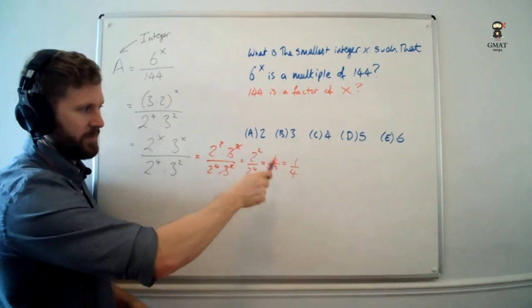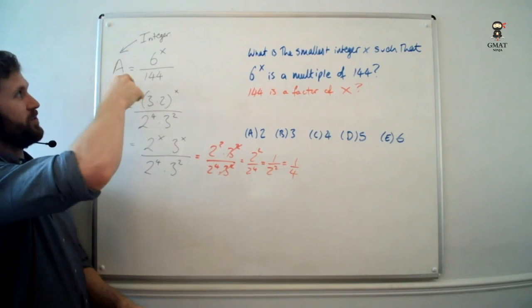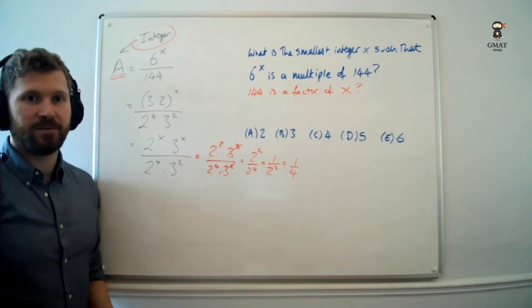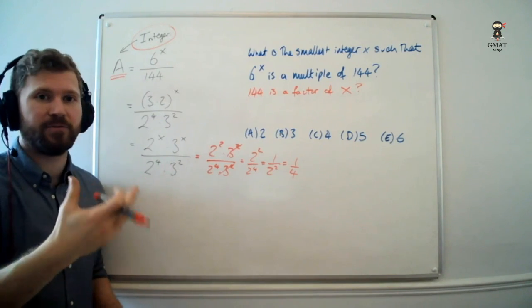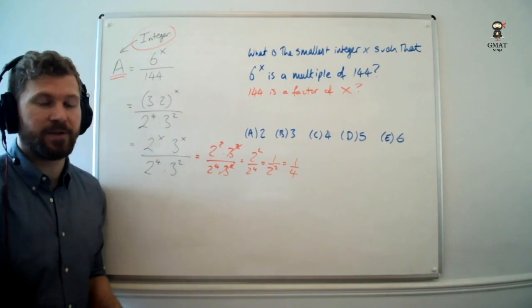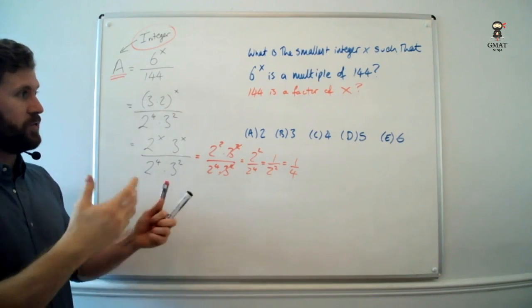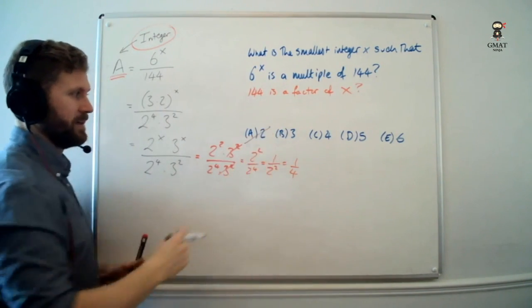But if you work your way back along this chain of equal signs all the way back to the beginning, we said that a had to be an integer. So we can't be left with 1 over something on the bottom. This is not an integer. So in other words, 2 can't be my answer here, so I can get rid of that one.